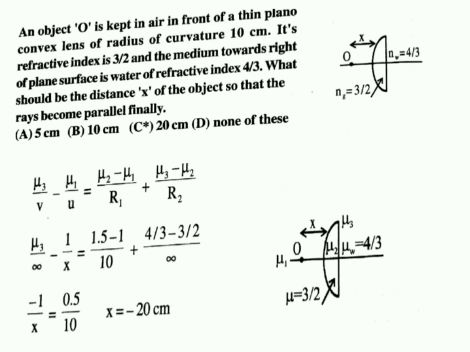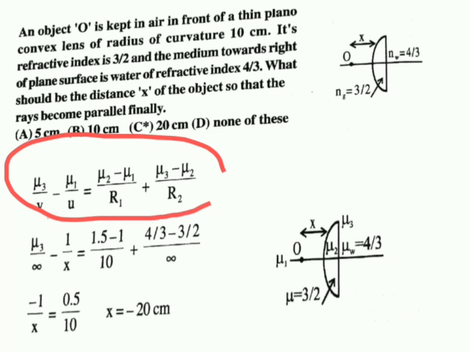So when you apply the refraction at spherical surface formula twice and add the relations, your formula gets modified like this: mu3 by V minus mu1 by U is equal to mu2 minus mu1 by R1 plus mu3 minus mu2 by R2, since it is passing from mu1 to mu2, again from mu2 to mu3. Substitute the values. Since the image should be at infinity, we took V as infinity. U is what you have to calculate, which is taken as X. So substitute the values in this relation, you will get X as minus 20 centimeter.